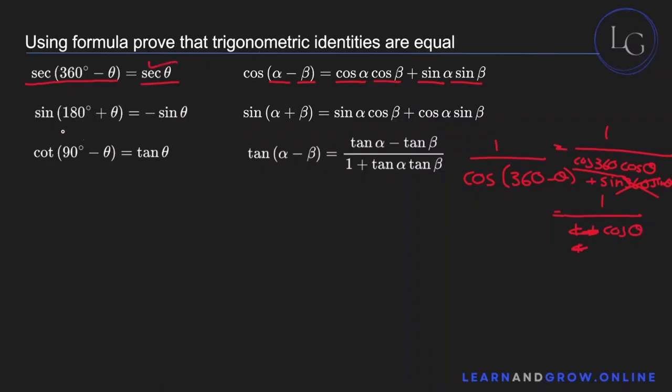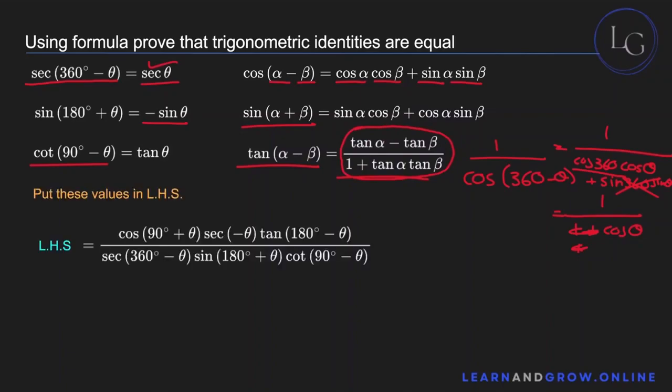Okay, now sine 180 plus theta, again, you use this identity, you end up with negative sine theta. Cotangent 90 minus theta, you apply this identity, but again, like in the case of the secant, cotangent is the reciprocal of the tangent function. So again, you take the reciprocal of whatever you obtain over here. Okay, so now once you obtained all of these values, you start replacing them.